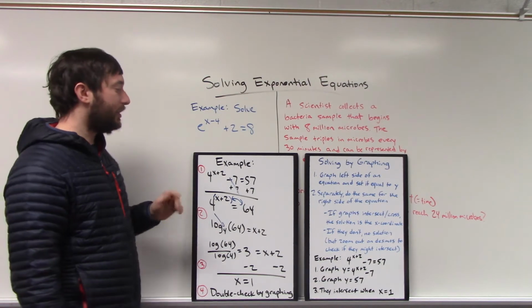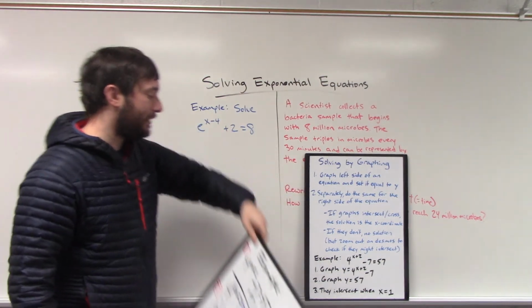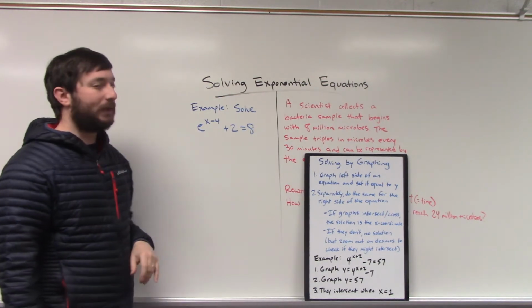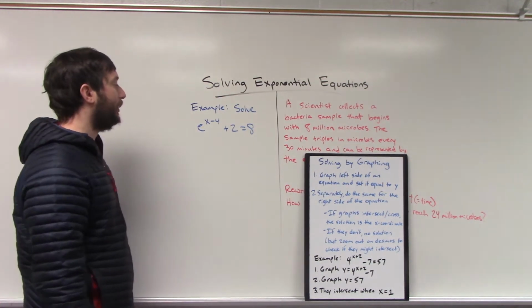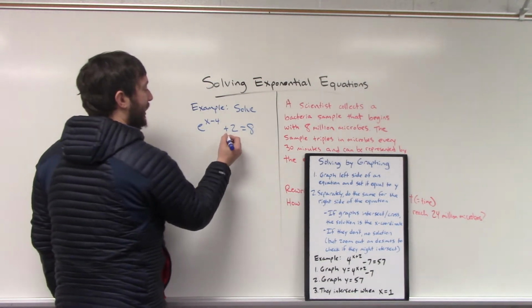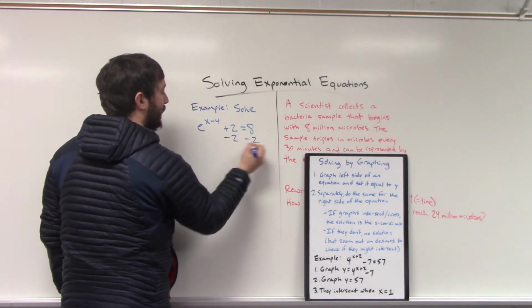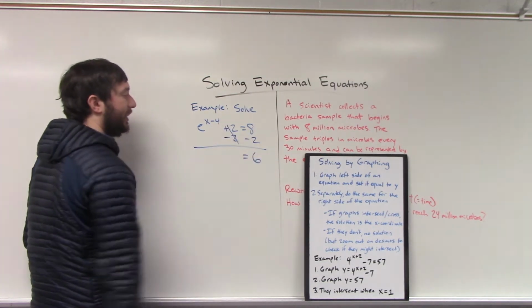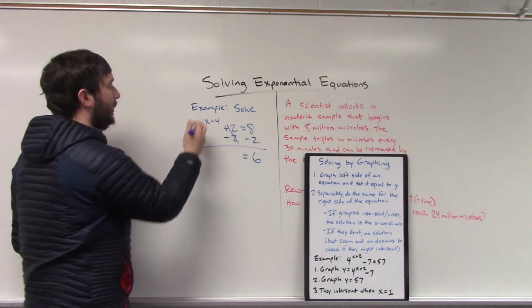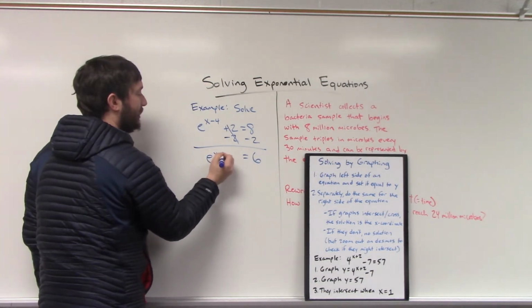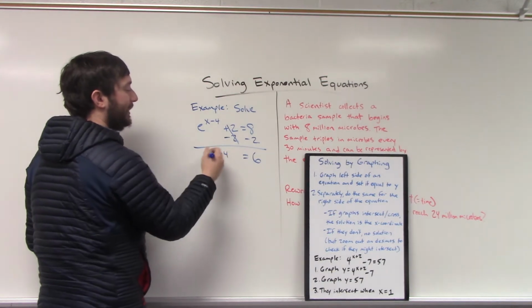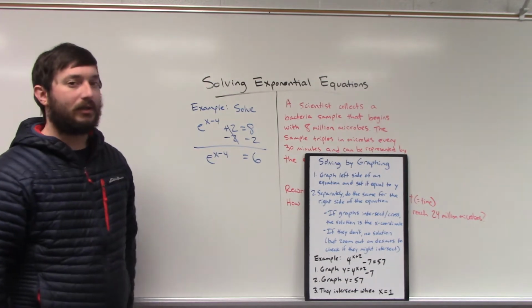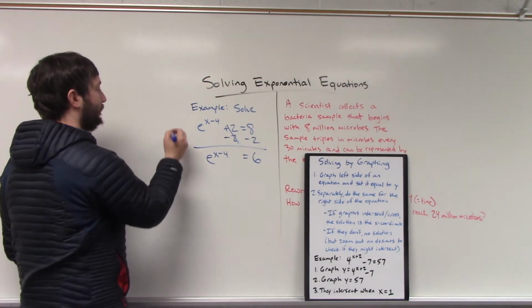Okay, so let's do an example that I have not already worked out, and let's make this one the special base e so you can see how that one would work. In this case, you will want to subtract 2 at the very beginning, and get something equal to 6. And you have e to the power of x minus 4 all by itself now on the left side of your equation. We've isolated our base and exponent on the left. That was step 1.